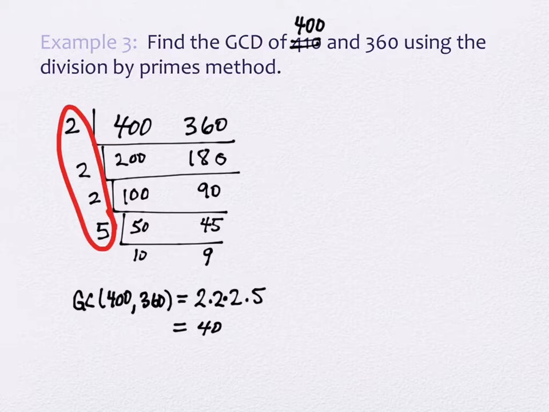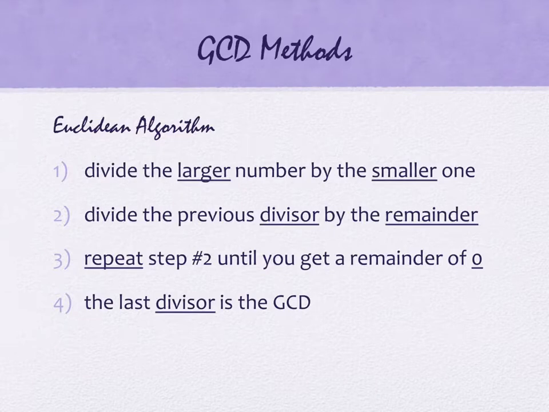Yeah. All right, there's one more method, and this one is probably used the least, but I want you to be aware of it. Any questions on this one before we go to the last one? Okay. This is called the Euclidean Algorithm. The Euclidean algorithm says to take the larger number divided by the smaller one, and then whatever you get as a divisor, you divide it by the remainder. And you keep doing that process over and over again until you get a remainder of 0.